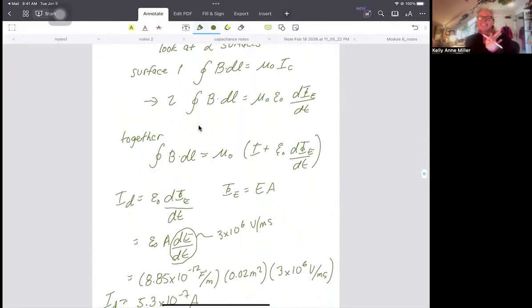Okay, so that's all I wanted to say about displacement current. In the next video, I'll talk a little bit more about E and M wave propagation and energy.